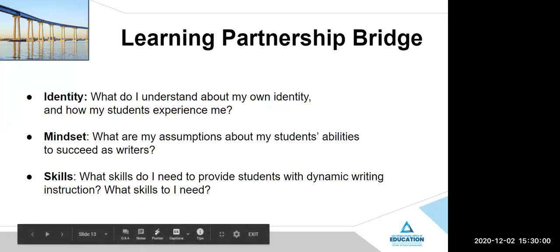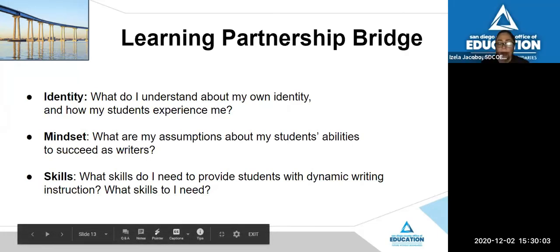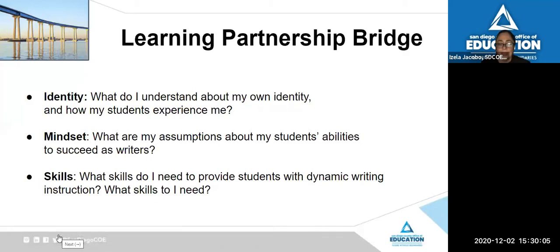So the work that we're doing through this learning partnership bridges requires that for identity purposes, as we build those bridges, we ask, what do I understand about my own identity and how my students experience me? It is critical that for this work, we also ask ourselves to build that mindset bridge. What are my assumptions about my students' abilities to succeed as writers? And for the skills bridge, we're asking ourselves, what skills do I need to provide students with dynamic writing instruction? What skills do they need?